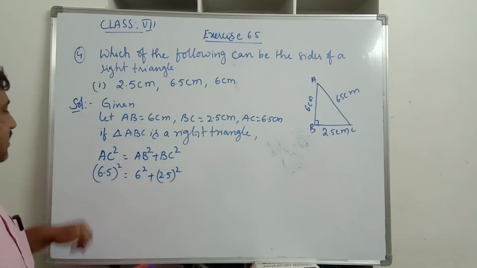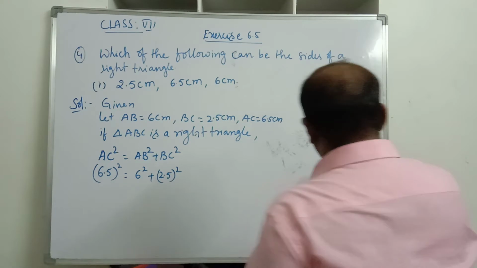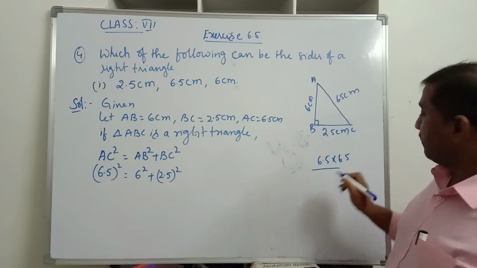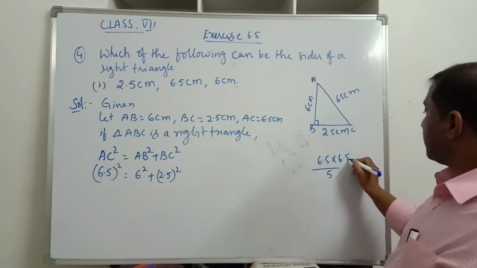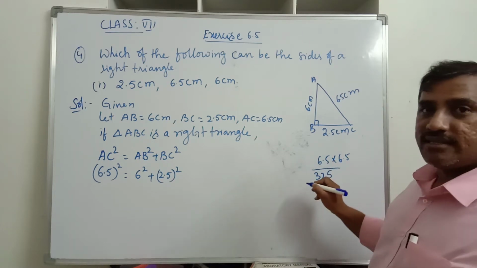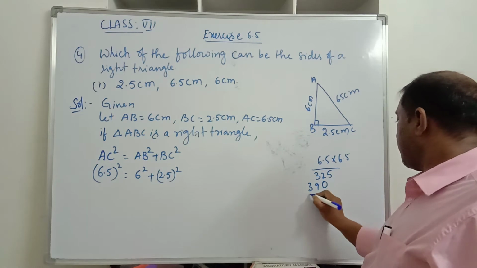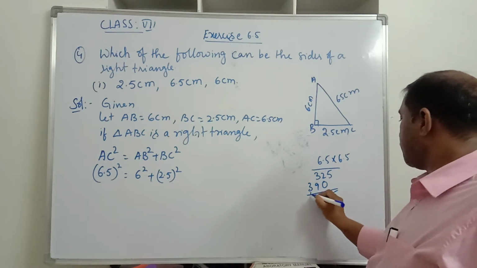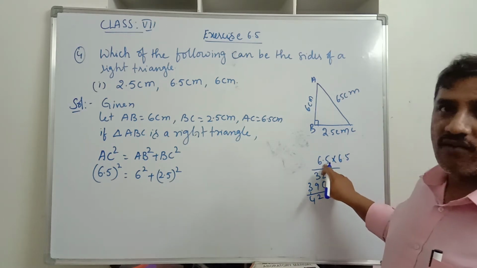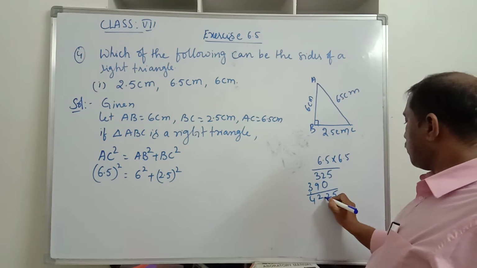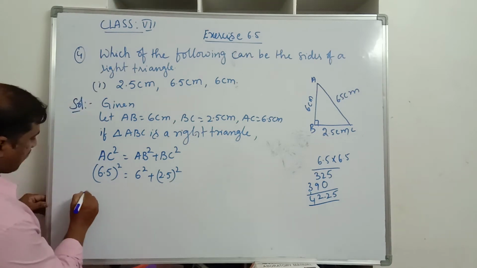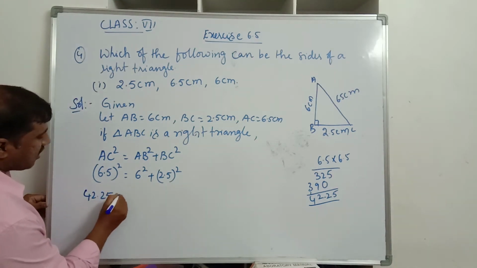Now find their solutions. 6.5 square means 6.5 into 6.5. Multiply: 5 5s are 25, 2 is carried; 5 6s are 30 plus 2, 32; 6 5s are 30, 6 6s are 36 plus 3, it is 39. Then add: 5, 2, 12, and 4. Here one digit is there after the decimal point, and here one digit is there after the decimal point, total 2 digits. After 2 digits, we keep the decimal point. Now what we got is 42.25 on the LHS.